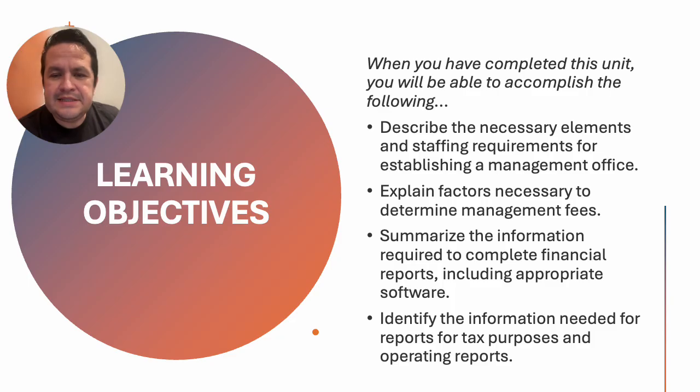When you have completed this unit, you will be able to accomplish the following. You will be able to describe the elements needed for staffing requirements and establishing a management office. You'll be able to explain factors necessary to determine management fees, summarize the information required to complete financial reports, including appropriate software, and identify information needed for reports for tax purposes and operating reports.